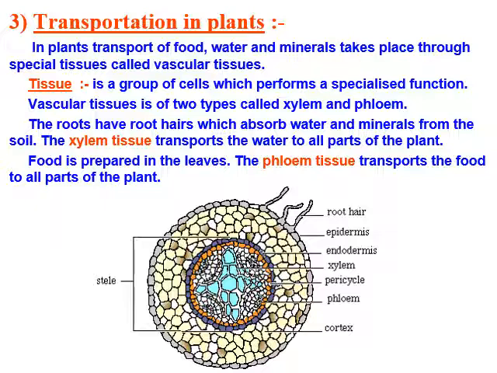Now, the photosynthetic product or the food prepared is transported to the non-green part or other parts of the plant through a special tissue known as phloem. So, xylem transports water and minerals from the root to different parts of the body, and phloem tissue transports the food material prepared by leaves to different parts of the body of the plants.